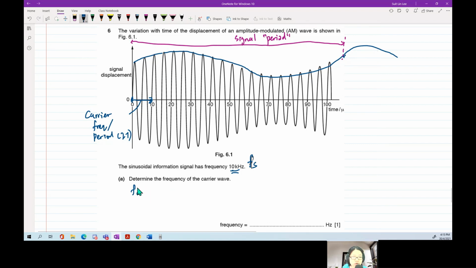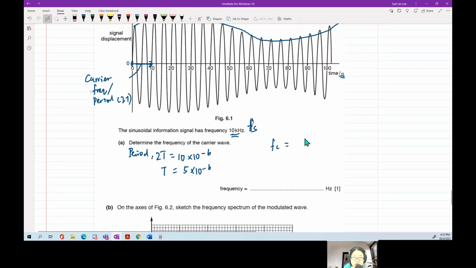Anyway, we want to find the carrier wave frequency. We can find the period. So period T will be equal to 5, or 2T is 10 microsecond, times 10 to the power negative 6. So T will be equal to 5 times 10 to the power negative 6. This means FC will be equal to 1 over 5 times 10 to the power negative 6, 1 over 5 E6. This will be 200,000, or 2.0 times 10 to the power of 5 hertz.